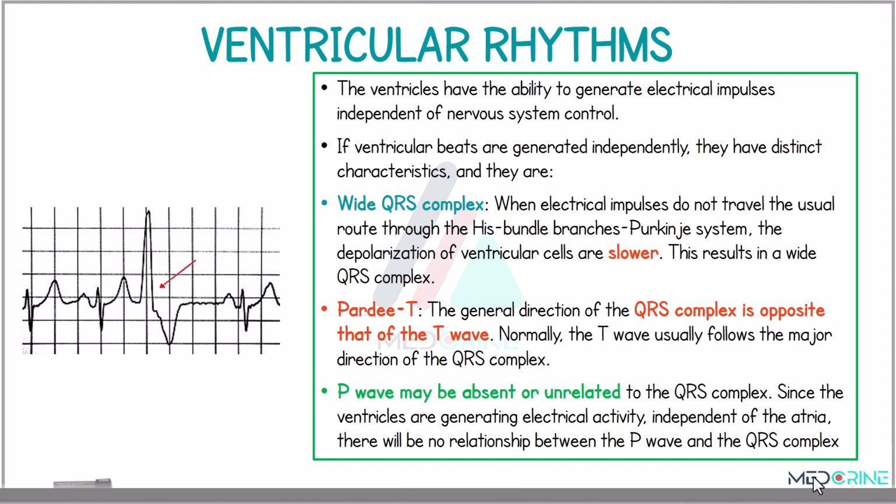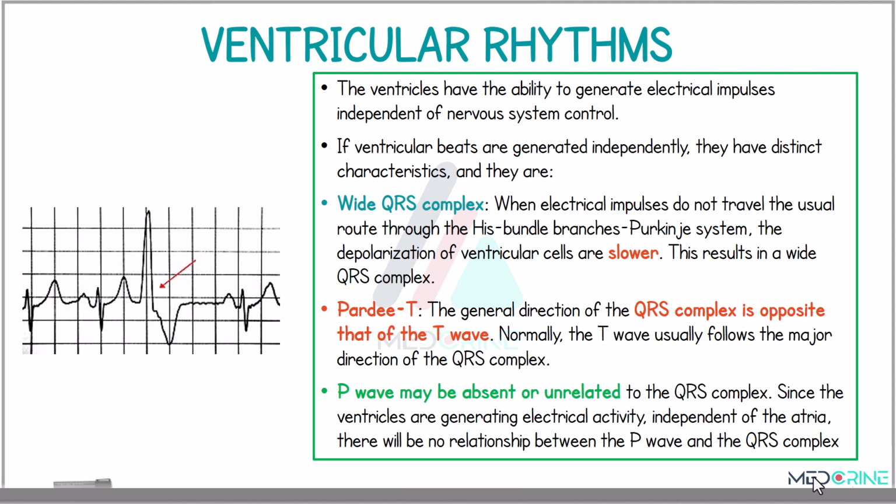The ventricles have an ability to generate their own electrical impulses that is independent of the nervous system control. So if ventricular beats are generated independently, they have some unique characteristics. The ventricular rhythms are characterized by a wide QRS complex.